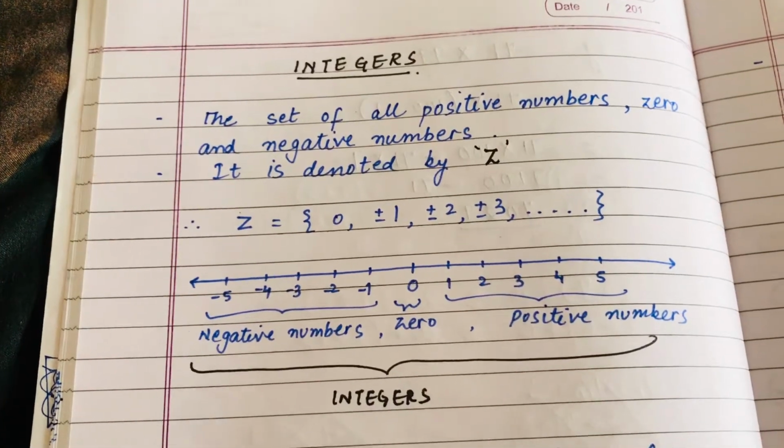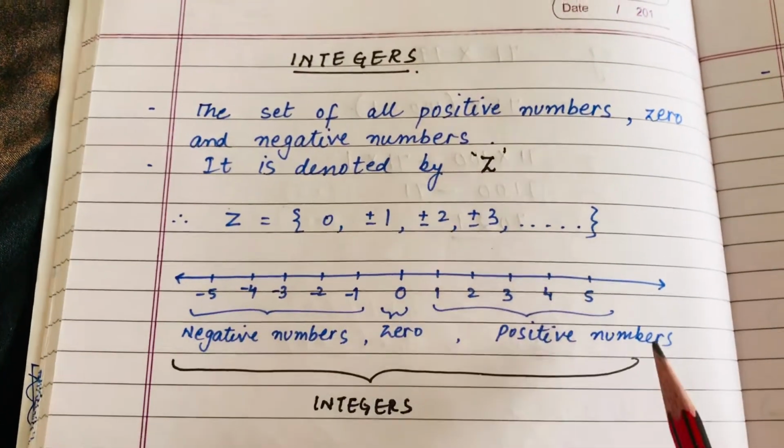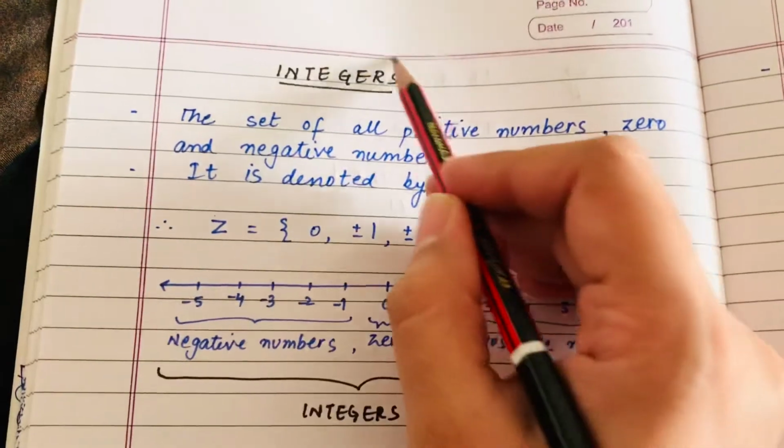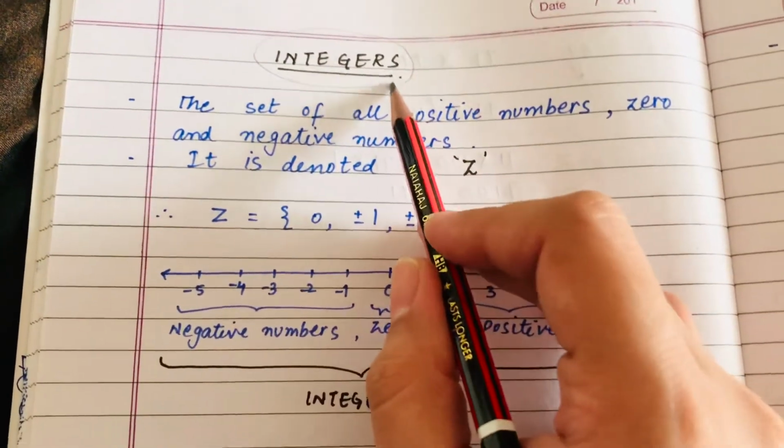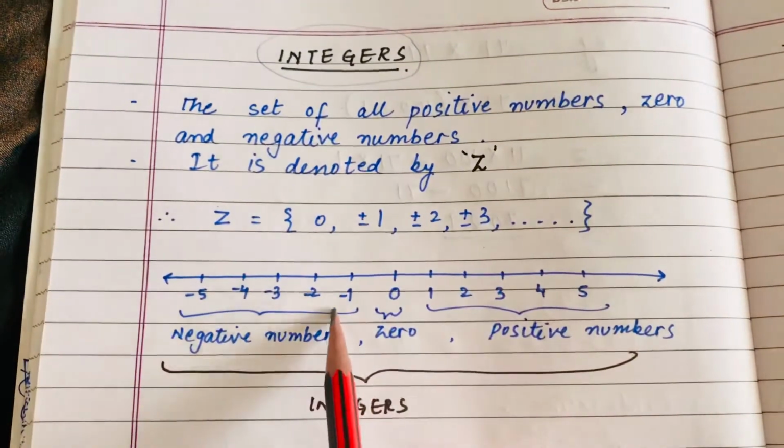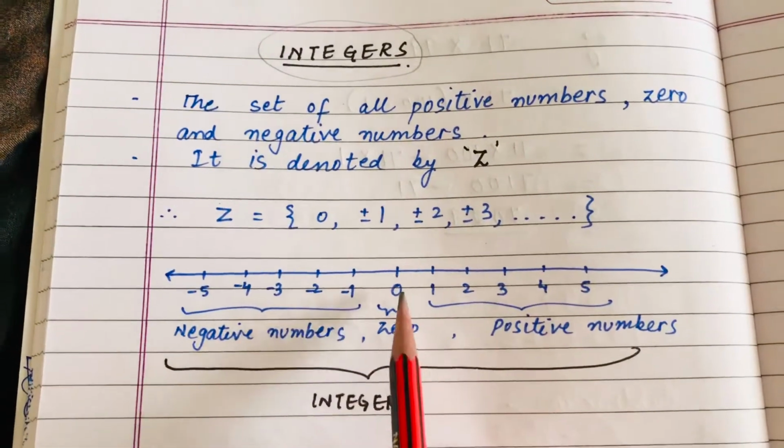Hello everyone. Today we will be starting with integers. So the most important thing, what are integers? That's a new thing for you. And before coming to the definition, let's consider the number line. We have done the number line.